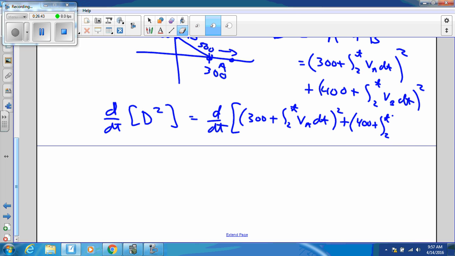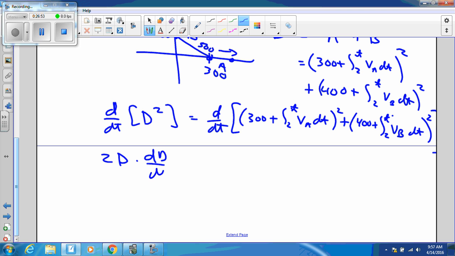And I run out of space. There it is. Then on this side, I get 2 times the distance times the rate at which the distance is changing. That's magic. That's what I'm looking for. And on this side, I'm going to have to go through a term at a time and be careful. I'm going to get 2 times 300 plus the integral from 2 to t of va dt. And here it comes, times the derivative of the inside, which gives me, by the fundamental theorem, va.